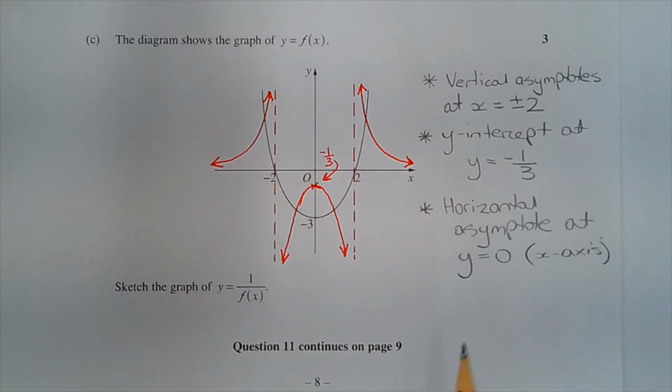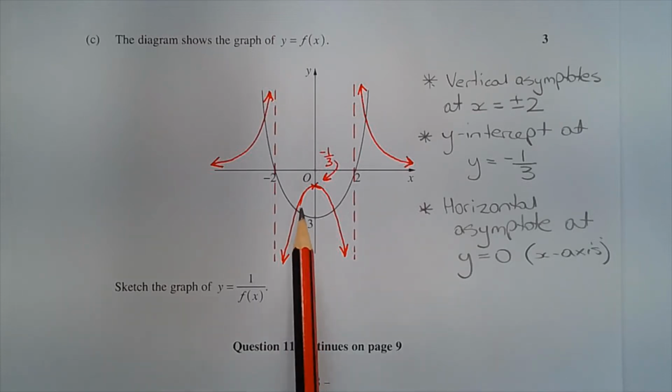The next point to note is the location of the y-intercept of the graph of y equals 1 over f of x. Now in the original graph, the y-intercept is -3, and the reciprocal of -3 is -1/3. So the graph of 1 over f of x will pass through the point (0, -1/3), and that's marked on the graph.